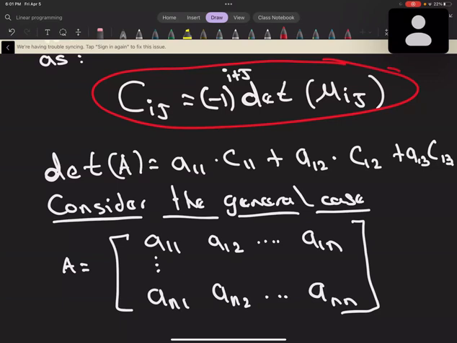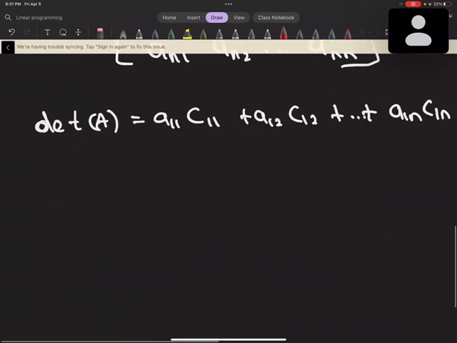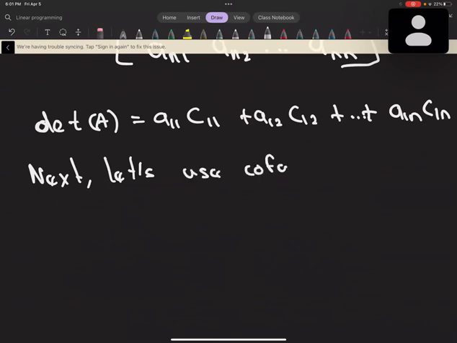Okay, so what I'm going to do now is use this to define the inverse of a matrix. So next, let's use cofactors to find A inverse.